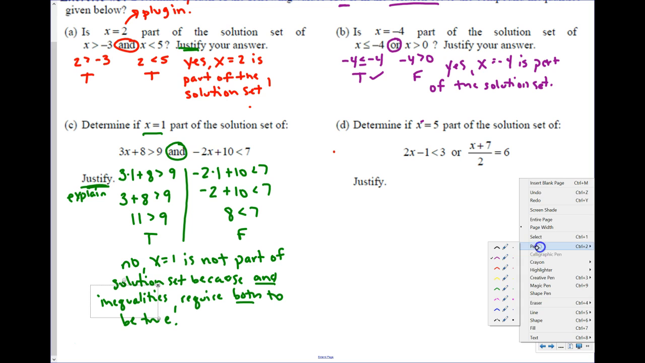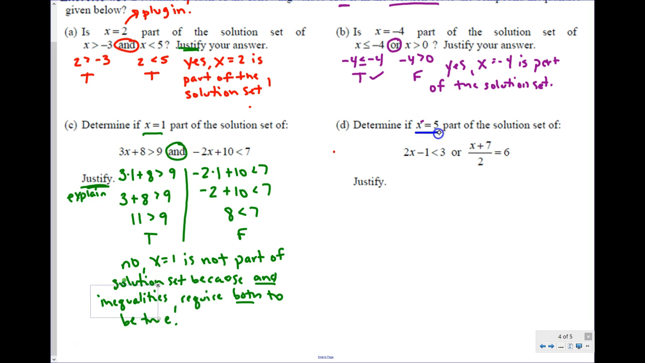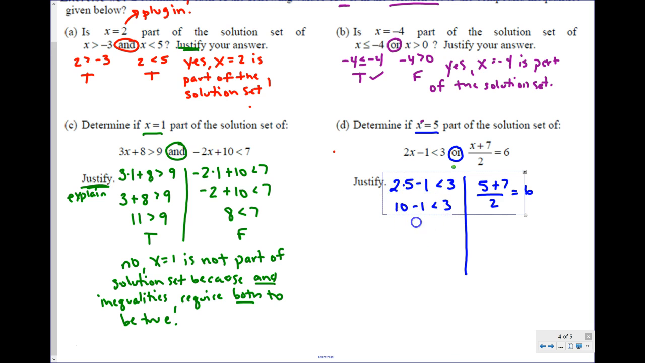Letter D, last one of this exercise. We're now plugging in x equals 5. So I have 2 times 5 minus 1 is less than 3, or 5 plus 7 over 2 equals 6. Now, just because the one on the right is an equation doesn't mean we can't think about it being true. So 2 times 5 is 10, minus 1 is 9. Is 9 less than 3? Nope, that one's false, so we have to hope this one's true. 5 plus 7 is 12, and 12 divided by 2 is 6. Does 6 equal 6? Yes, it's true.